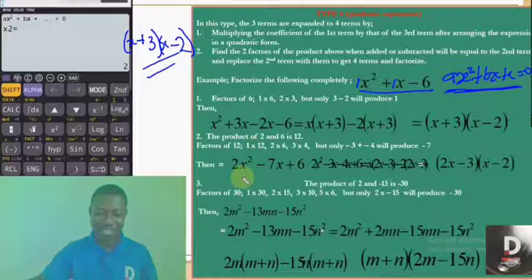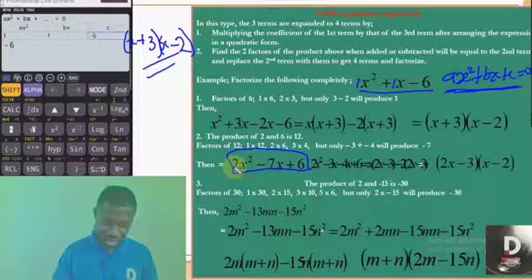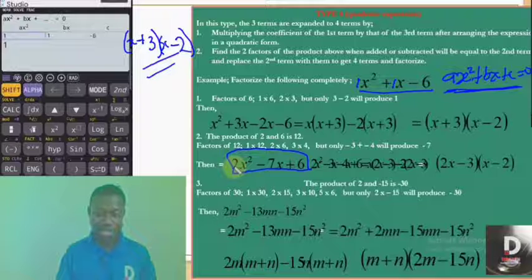Let's move to the next question. Question 2. This is the question. 2x squared minus 7x plus 6. So let me clear my display. You can use your cursor arrow to go back. The coefficient is what? 2. So I press 2. Equal sign.